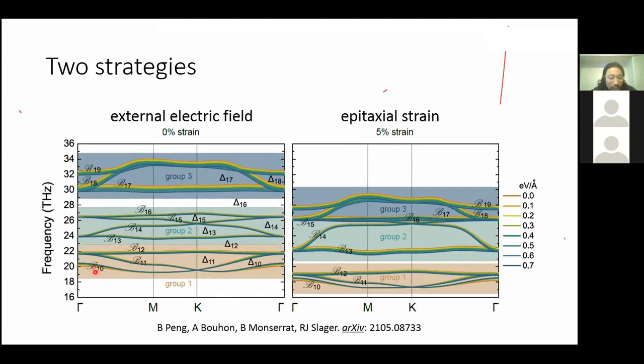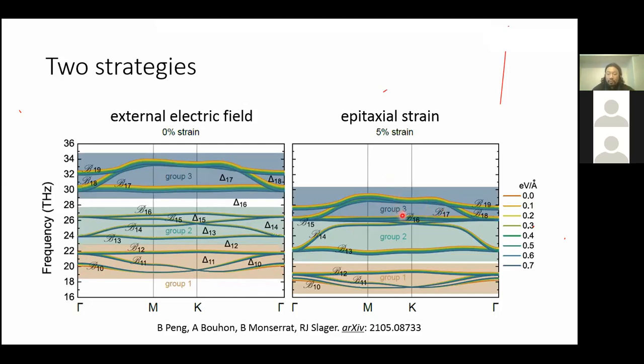We can see in group 1, under an electric field of 0, the bands 10 and 11, 12 are kind of far away from each other at the gamma point. But if we increase the electric field, you can see band 12 and band 11 become lower, while band 10 becomes higher. So we may induce band inversion if we can have some larger electric field. The other approach is based on the biaxial strain.